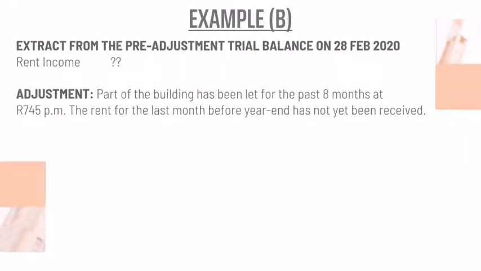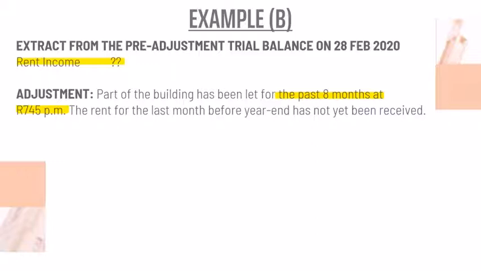Next example, it says that we don't know what the rent income value is on our pre-adjustment trial balance. We can also give it to you like this in an exam. The adjustment says that part of the building has been let for the past 8 months at 745 Rand per month. So super easy. We know our rent income value must reflect rent for 8 months at 745 Rand per month because that's how much rent we have earned.